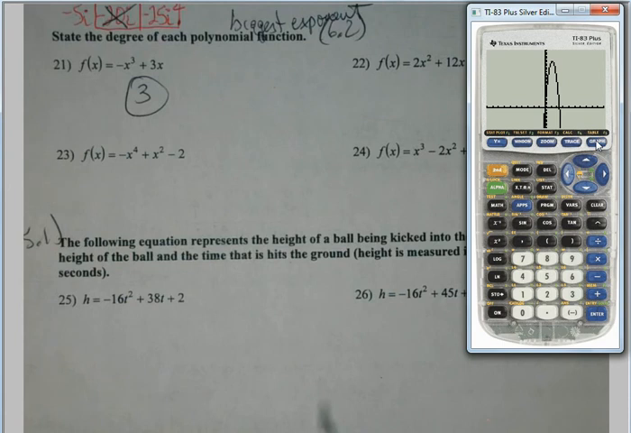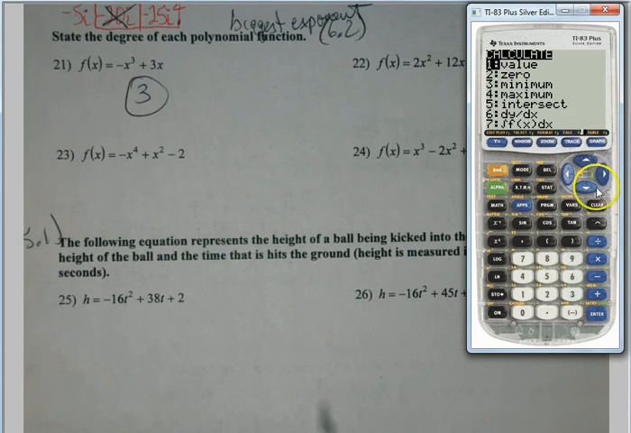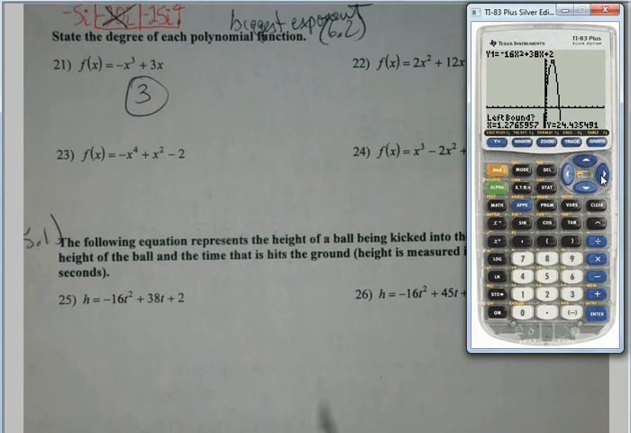So I want to know the maximum height of the ball. So, second trace, we want to find the maximum. So I get as high, close to the top as I can. A couple clicks to the left, enter. A couple clicks to get back. A couple more to get to the right with 2 enters. And I get this maximum value.